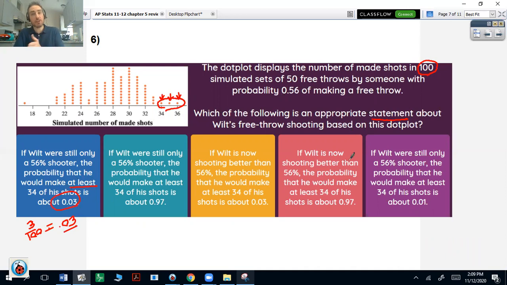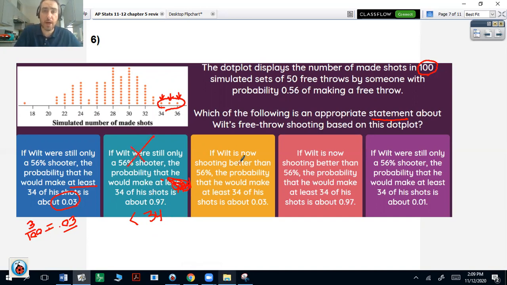Let's go back and make sure we know why the other ones are wrong, okay? If Wilt were still only a 56% shooter, the probability that he would make at least 34 of his shots is 0.097. This would be at most. This would be 30, or not even at least 34. This would be less than 34, which obviously is not what the question wants to know. We want to know, can he get 34 shots or more? So it's not going to be that one.